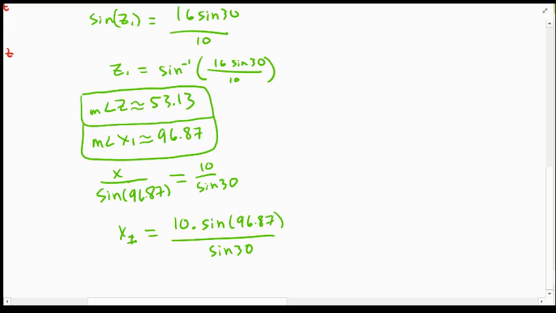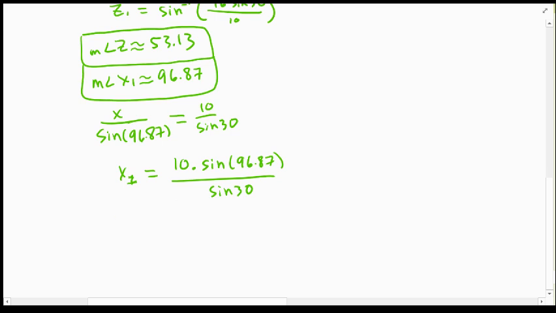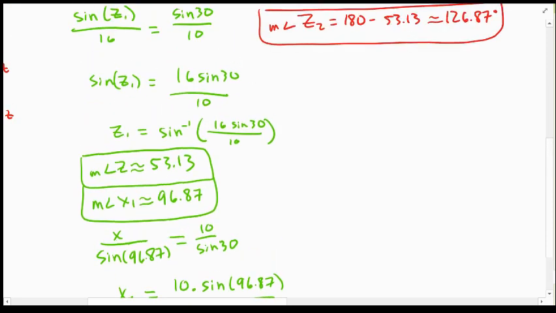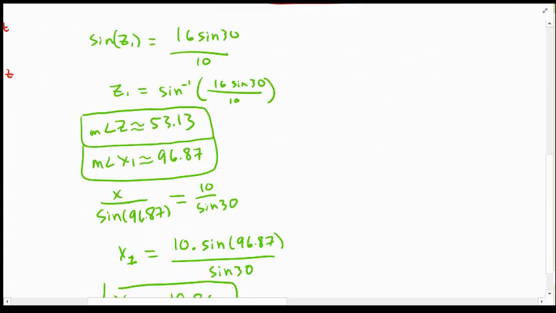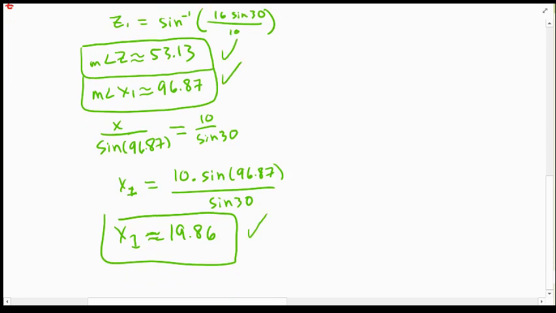So plug this into a calculator really quick. 10 times sine of 96.87 divided by sine of 30. And I get approximately 19.86. And so if I double check, does that make sense here? So again, if this angle is 96.87, that's the biggest angle, and my side length being 19.86, it's the biggest side. That makes sense. And so that is all three pieces of information for my green triangle.